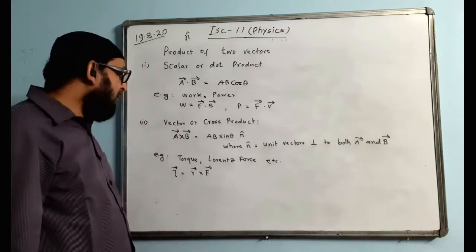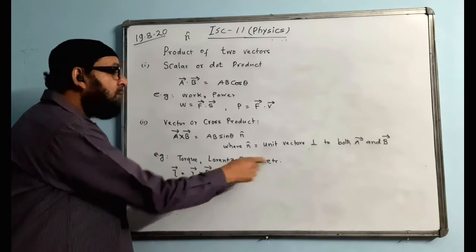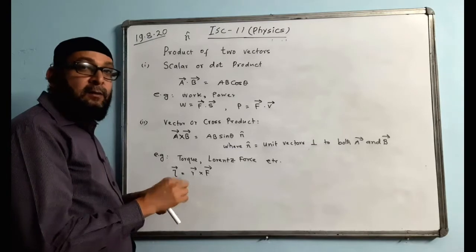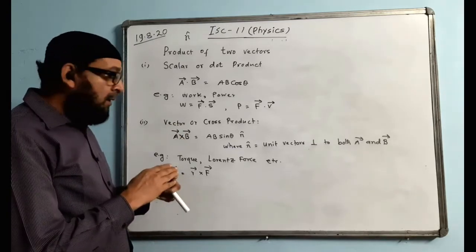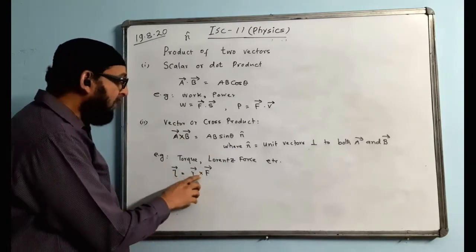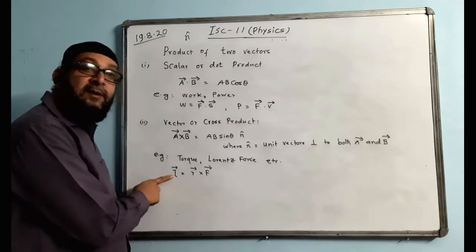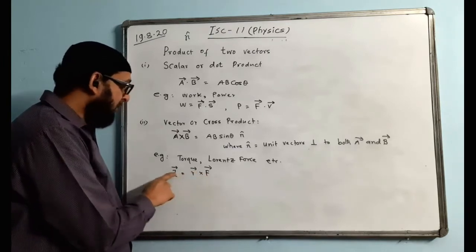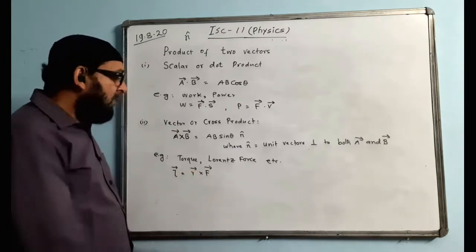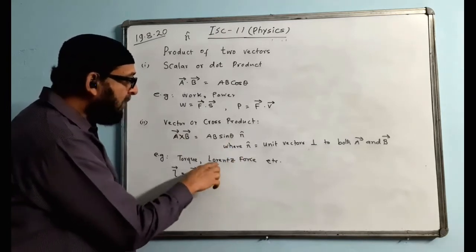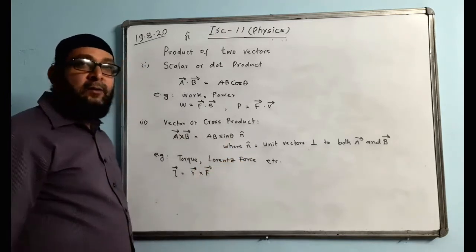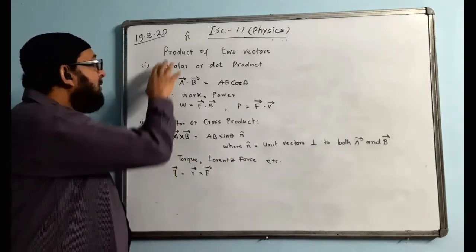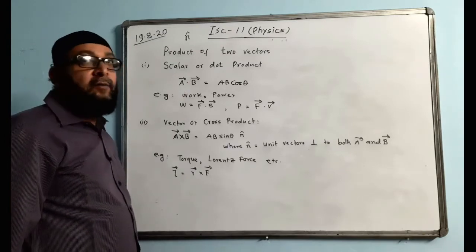What example do we have in our daily life? Torque, Lorentz force, etc. Torque will be written like this: R cross F. What is R? R is the distance of the point of action of force from the point of rotation. Because torque itself is a vector quantity, it has direction. Torque will be perpendicular to both R and F. There are many other examples which you learn in higher classes. Another example is Lorentz force. Just to know, no need to express it, just to have an idea about it only. So these are the two types of product of vectors.